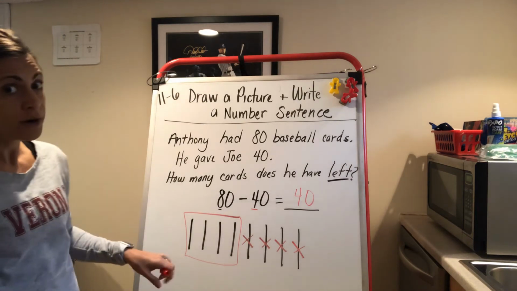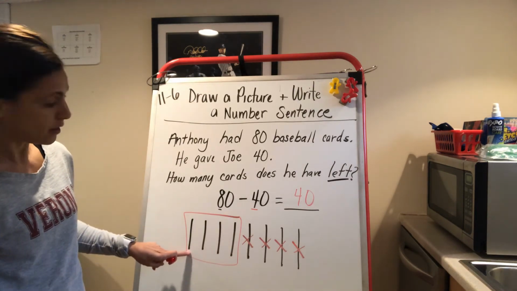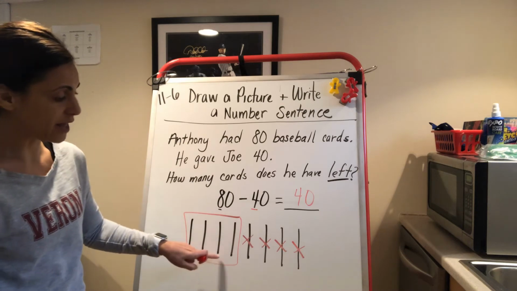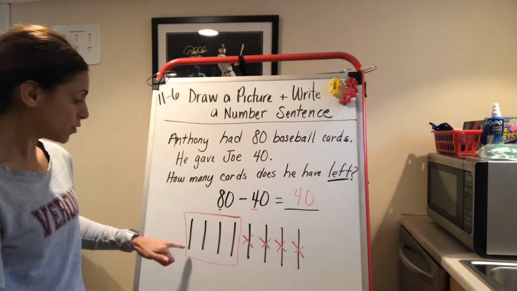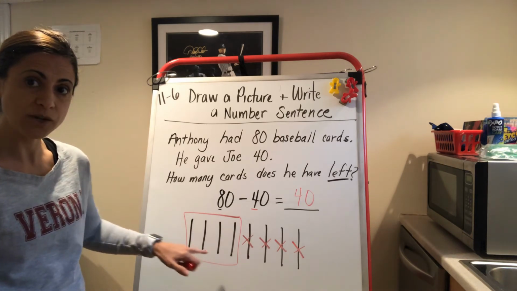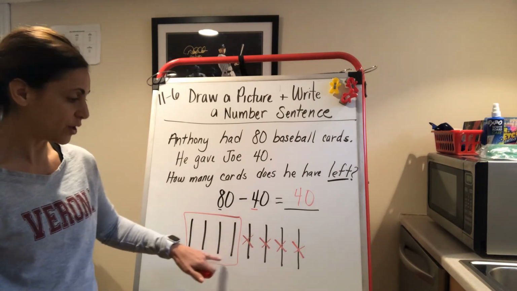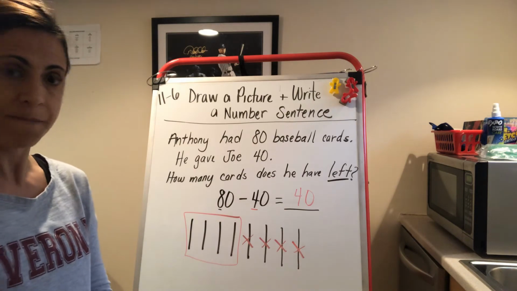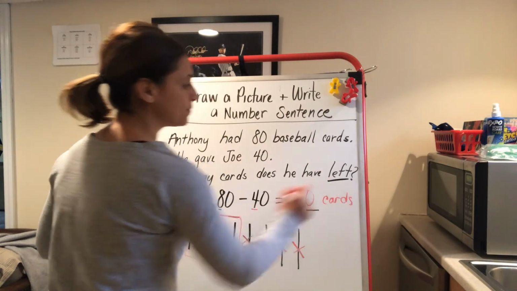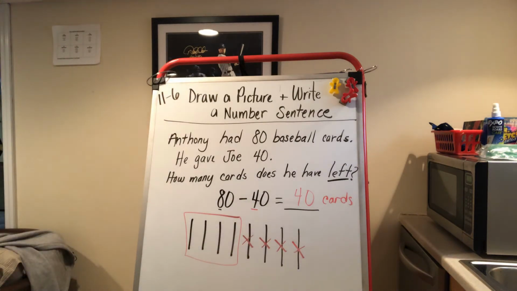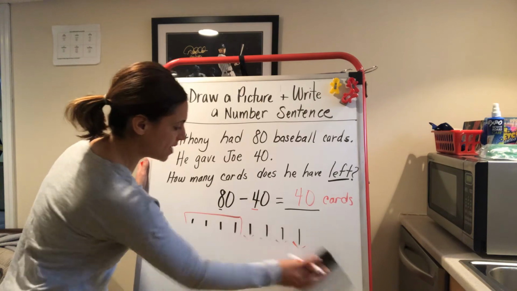Now remember, you don't count this as 1. I wouldn't say he has 4 cards left. Each line represents 10 groups of cards. So remember to count by tens when you're subtracting. 10, 20, 30, 40. 80 take away 40 is 40 baseball cards left. Okay? Let's try one more together, and then you're off on your own.